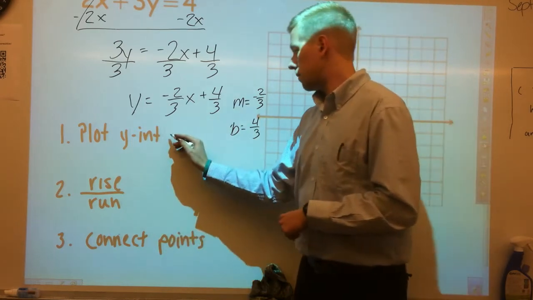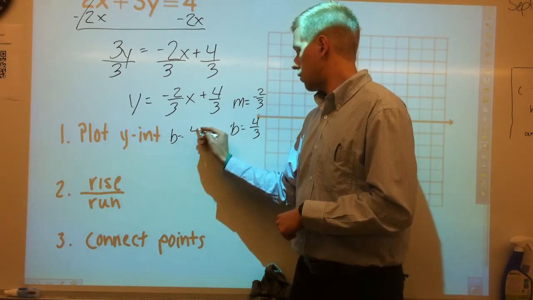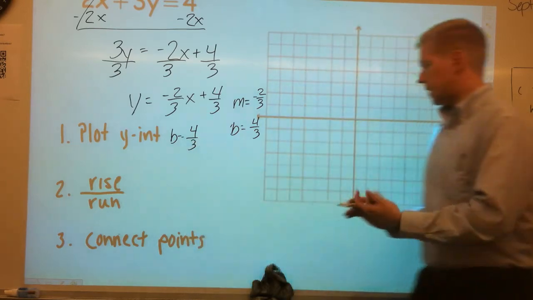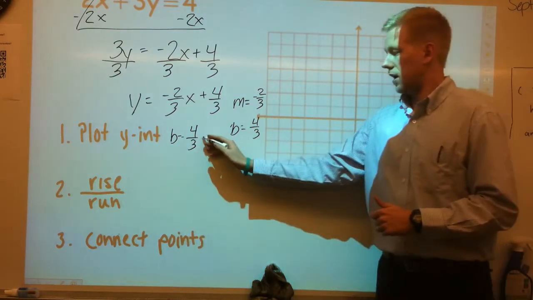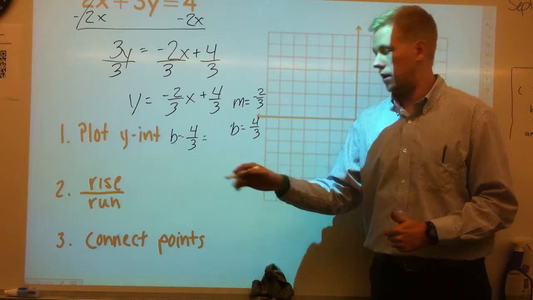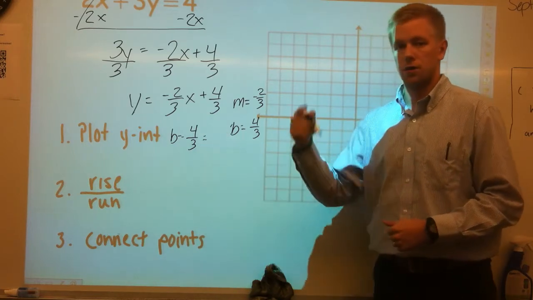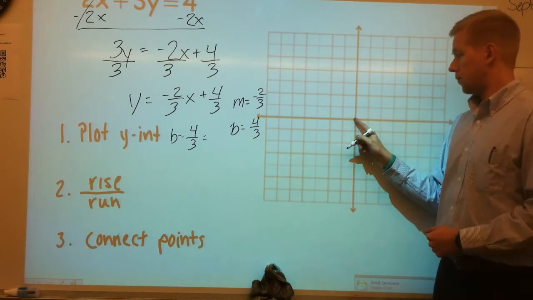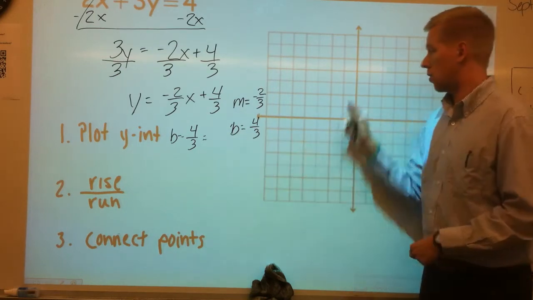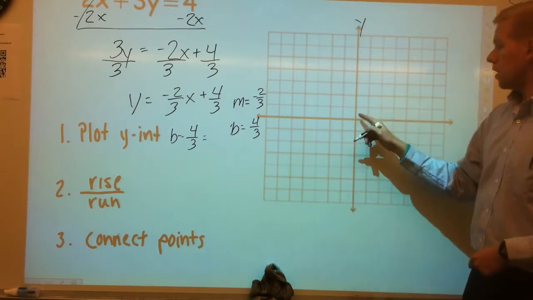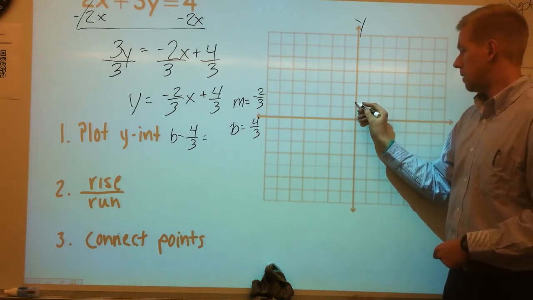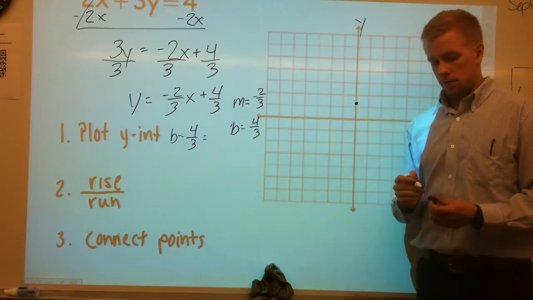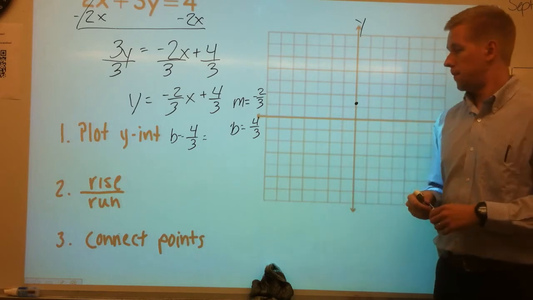So plot your y-intercept. B equals 4/3. So if I go to my graph, 4/3, if I think about that, it's going to be greater than 1, because if I divide 4 by 3, 3 goes into 4 one time. It's 1 1/3. So I'm going to go up, because it's a positive. We're going on the y-axis here. I'm going to go up 1, and just a little bit past that to my 4/3, or 1 1/3.